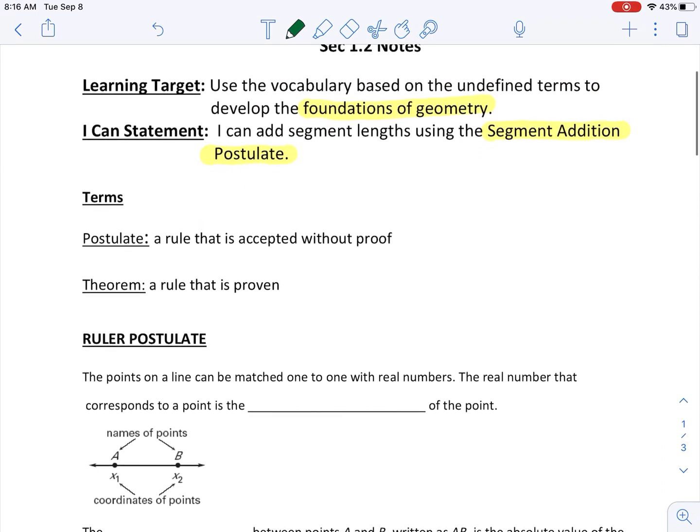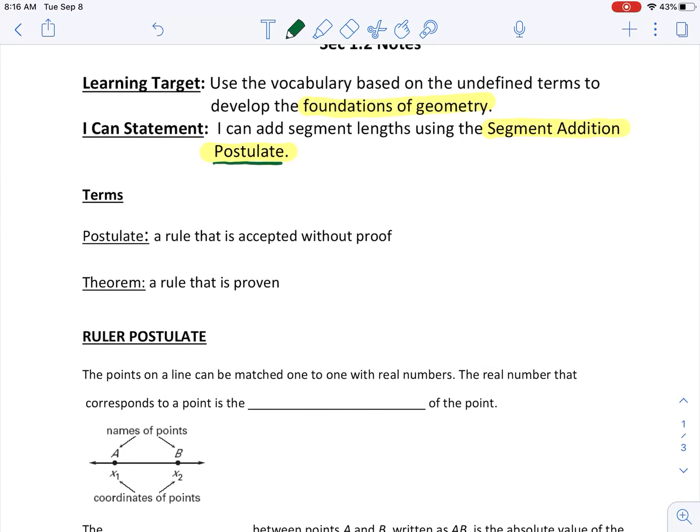Now, before we talk about what the segment addition postulate is, I want you to focus more on what a postulate is, because that might be a new word for some of us, and it is very related to another word that you might have heard before. So I've highlighted postulate, and it is related, not the same, but kind of related to a theorem. So let's talk about the differences. A postulate is a rule that's accepted without proof.